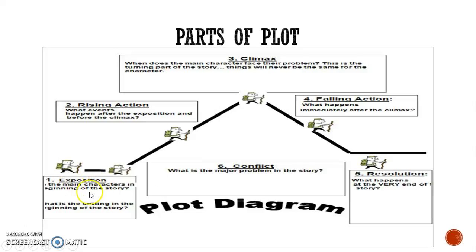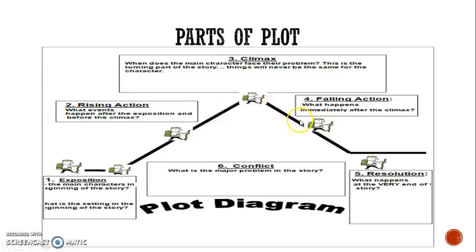You have your exposition, where the main character is at the beginning of the story. What is the setting at the beginning of the story? Your diagram goes up. Number 2, which is your rising action. What events happen after the exposition and before the climax? Continue up the diagram. We have the third one, climax. When does the main character face their problem? This is the turning point of the story. Things will never be the same for the character.